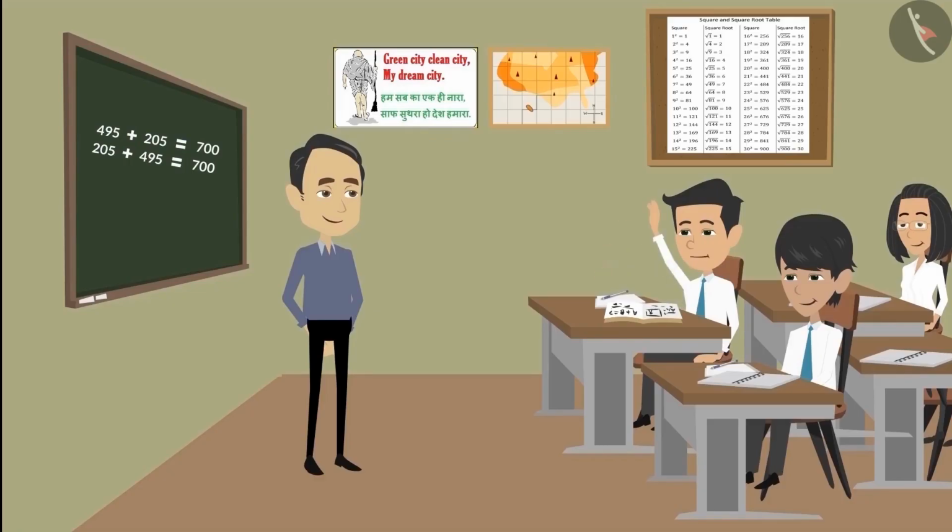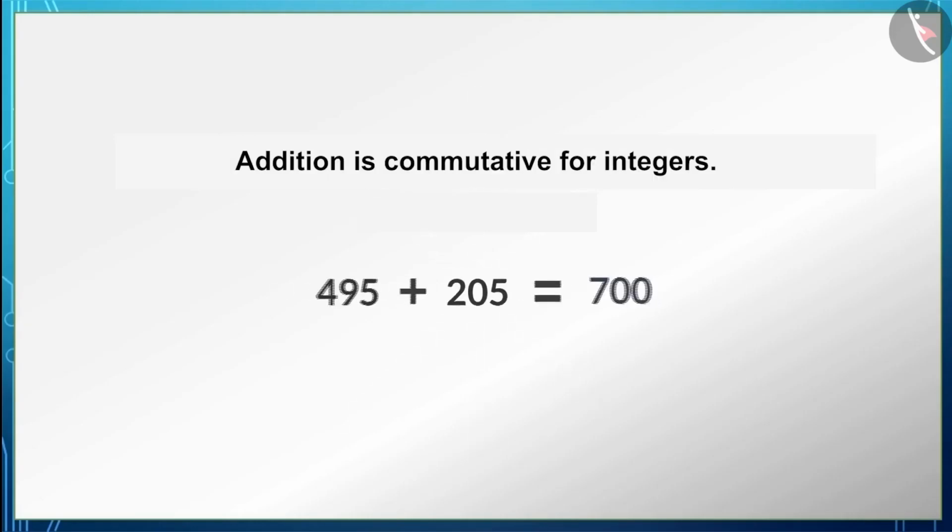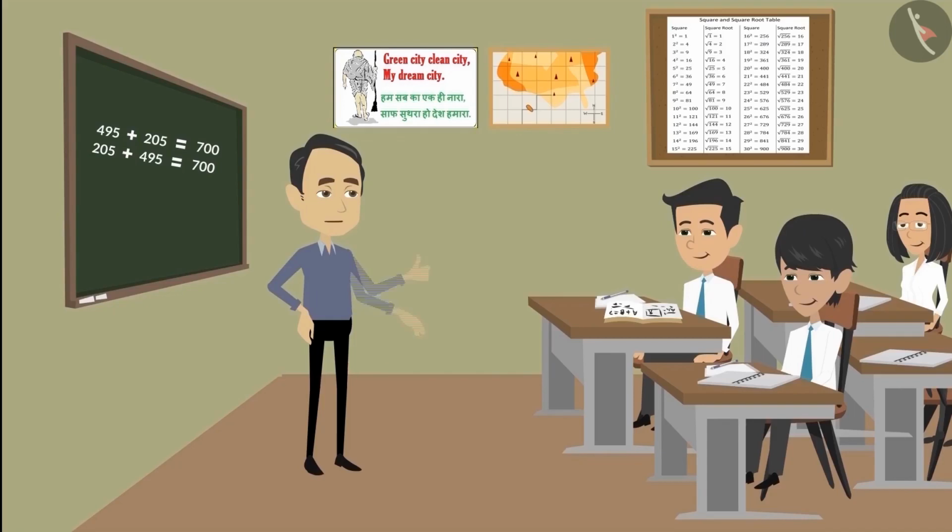Sir, two integers are being added here. That is why in every case the sum of the equations is the same, because the addition of integers is commutative. Rightly said, Sohan. Now explain to everyone the meaning of commutative property.